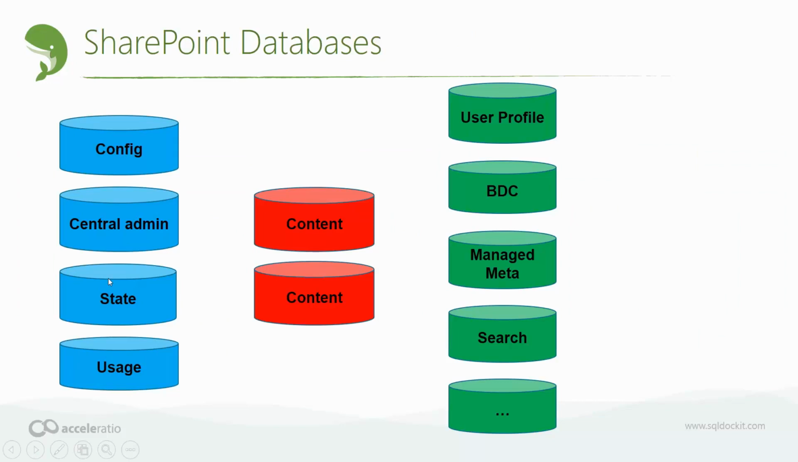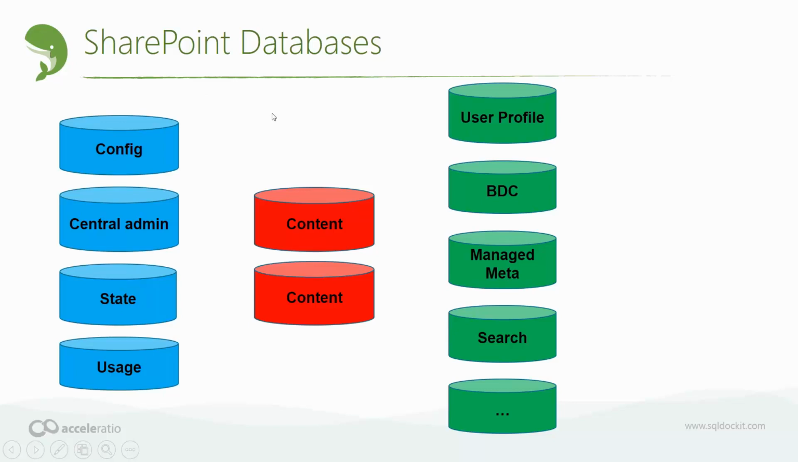Okay. Now, regarding the data layer, again, we will focus more on the data layer here. You can classify the SharePoint databases in 3 categories. So we have 3 colors here. The first category of databases here in blue are what I used to call the farm-specific databases. So that means the configuration database, the central administration database, the state, and the usage database. So you have one configuration database per farm, one central administration database per farm, etc. So that's farm specific.